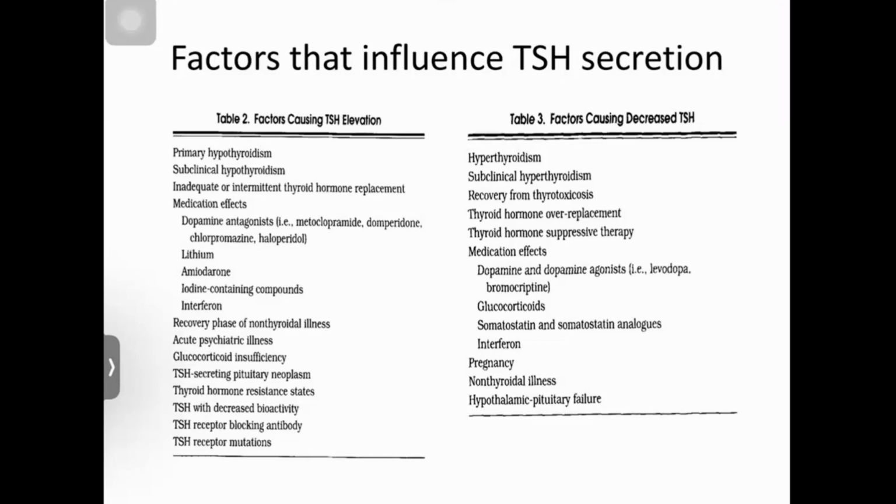sometimes to recover. And there is suppressive therapy and medications. If dopamine antagonists are a factor that causes TSH elevation, a dopamine agonist like bromocriptine, if you're giving it for galactorrhea, can cause a decreased TSH. And you have glucocorticoids, interferon, pregnancy, non-thyroidal illness. So these are some factors which you should consider when you are looking at the TSH value, and you should probably consider them in your history taking.